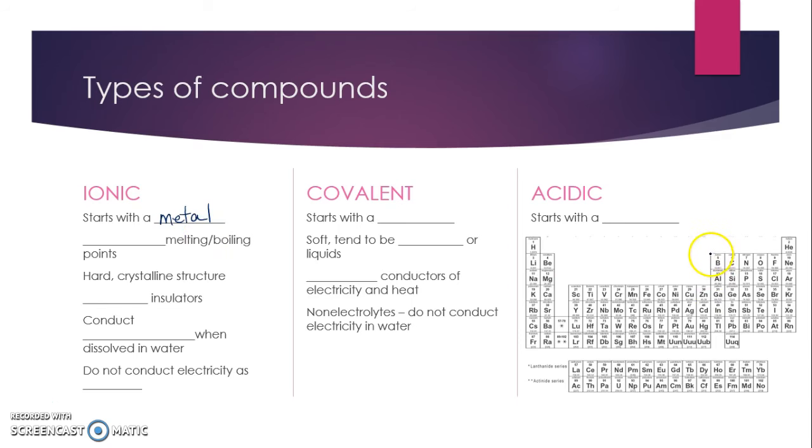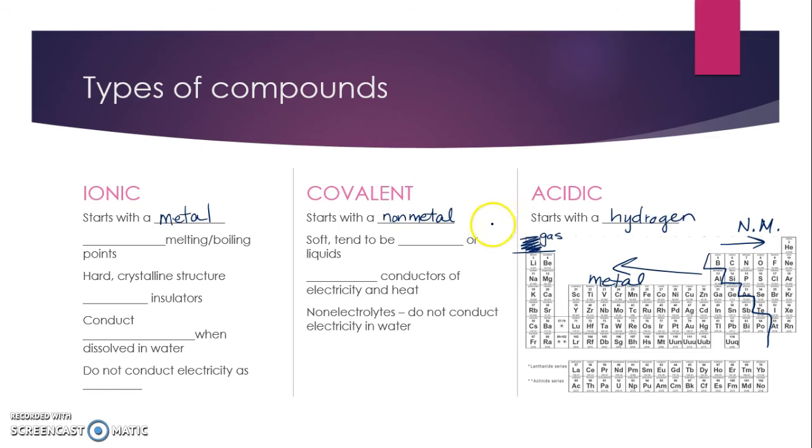How do we know the metals from the nonmetals? Well, remember, our little staircase line separates our metals from our nonmetals. So everything on the left is going to be a metal, and everything on the right is going to be a nonmetal. Don't include hydrogen, because hydrogen's weird. It's a gas. It's not a metal. It just happens to hang out with the metals. And if it's a covalent compound, it will start with a nonmetal. And if it's an acidic compound, it's actually going to start with a hydrogen. Okay, so that's how you can keep them straight, by telling what they start with.